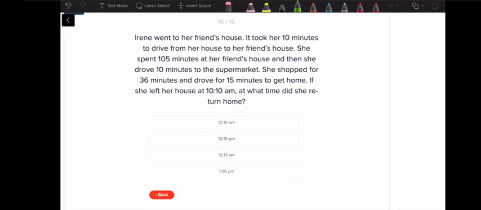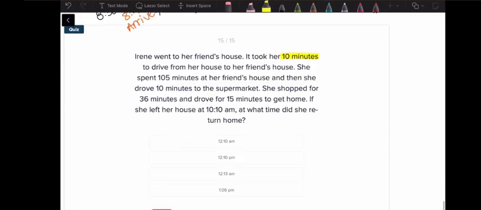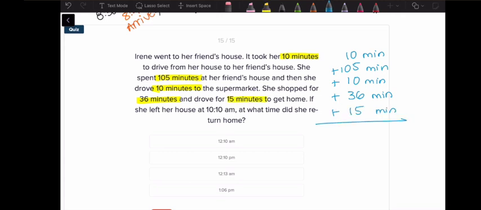Let's calculate in total how much time she spent out of the house. So 10 minutes to get to her friend's house. She was there for 105 minutes. She drove to the supermarket, which took 10 minutes. She shopped for 36. And finally, she drove home, which took 15. So let's see, how long was she out of the house? 5 plus 6 is 11, plus 5 is 16, carry the 1. 1 plus 1 is 2, plus 1 is 3, plus 3 is 6, plus 1 is 7. And finally 1. So she was out of the house for a total of 176 minutes.